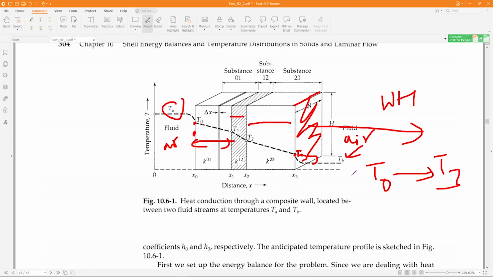So you are asked to find the temperature profile or flux profile. How to find that? Also, what would be the boundary condition in this case? You have to label this on the X axis. So let's say this point is at X0, this point is X1, this point is X2, and this point is X3. From X0 to X1, this is block 1, substance 1. X1 to X2, it is substance 2. X2 to X3, it is substance 3. Let's say the convective heat transfer coefficient is H0 here, and here it is H3.